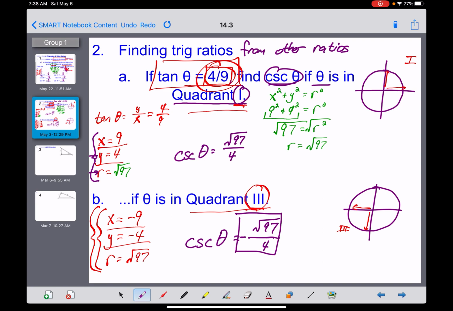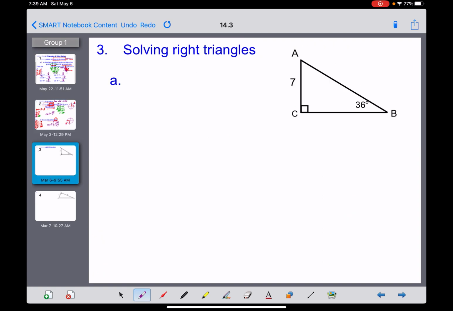So the big difference here, guys, is that cosecant, which is the reciprocal of sine, would be positive in the first quadrant, but it's now negative in the third. Okay, that kind of takes us through two different variations of really the same type of problem. Now, ironically, let's go back a year in time. Let's go to geometry, guys, and talk about solving right triangles.